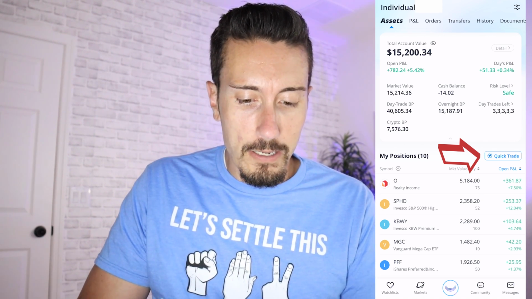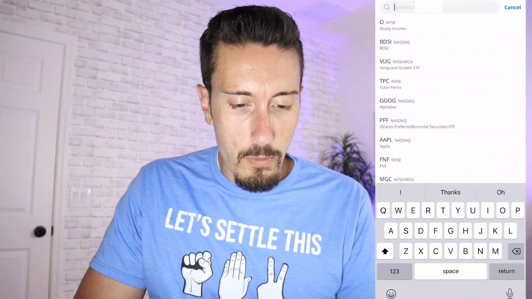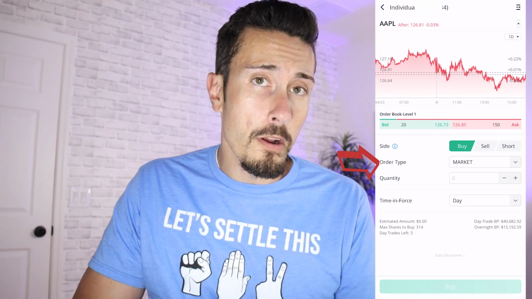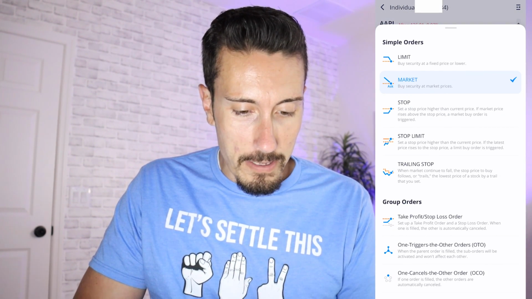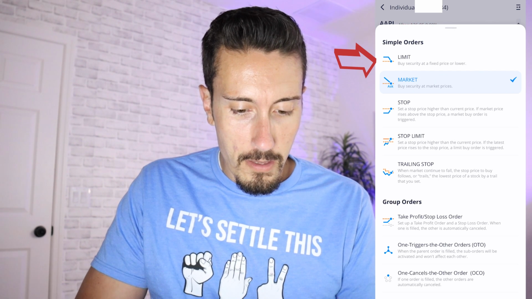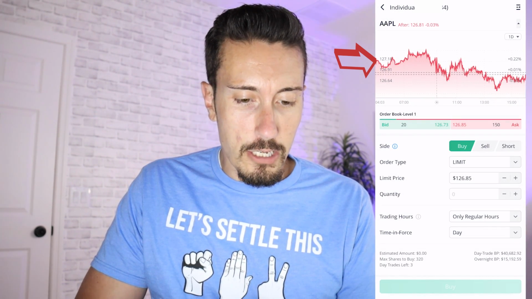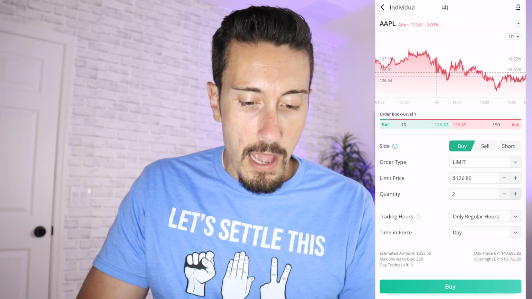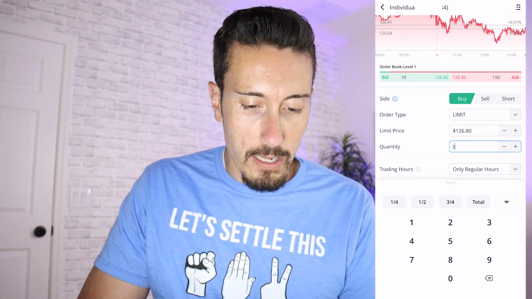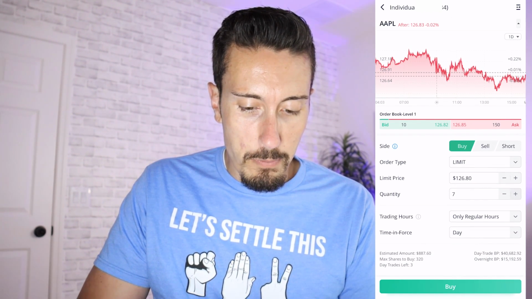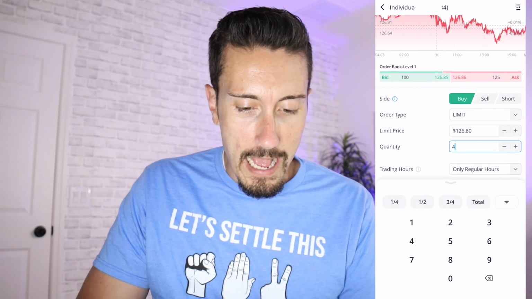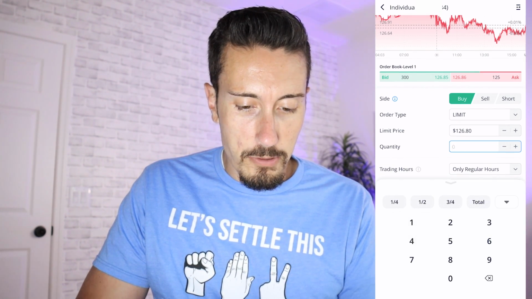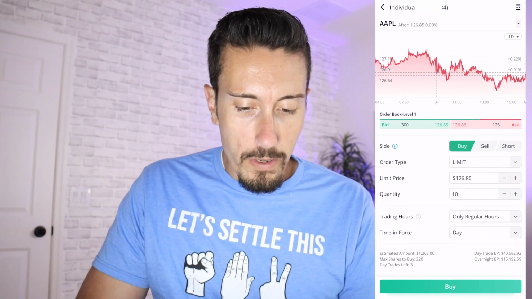So for example, if I click on quick trade, and let's say I want to trade Apple, what I would need to do is change the order type from market to limit, right here at the top. The limit price is the current price that it's going at, or if I wanted to, I could set that lower, and then I can type in how much I would like to buy, either using the plus or the minus, or I can tap on that and fill in however many shares I want to buy. So in this case, let's pretend we're going to buy 10.